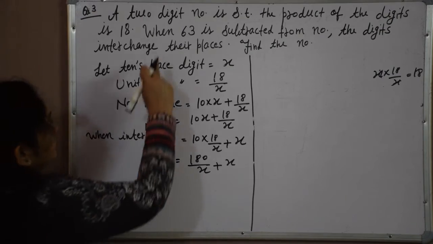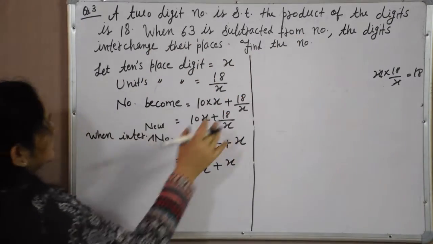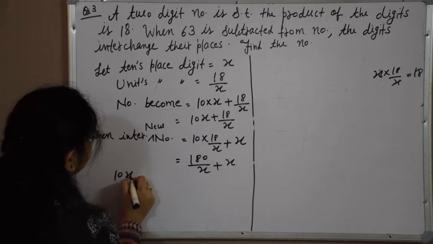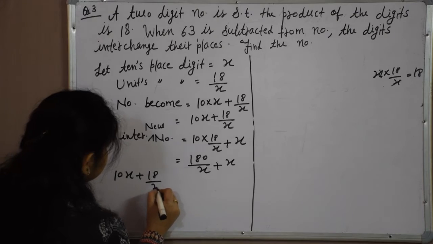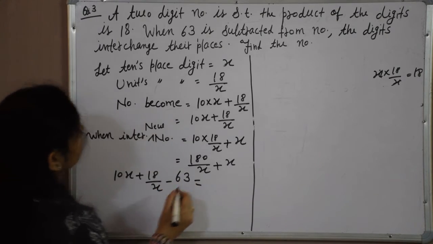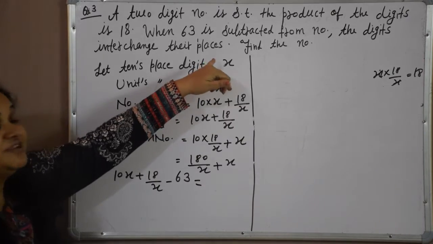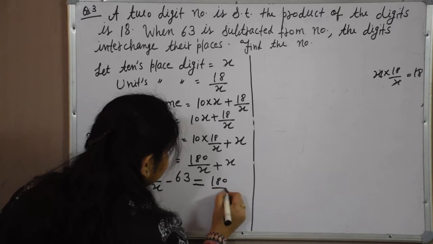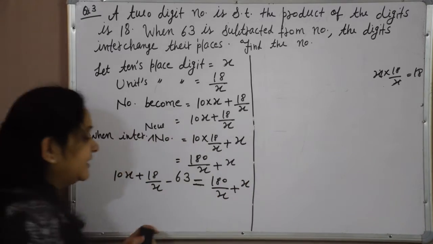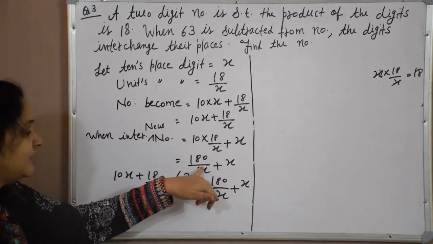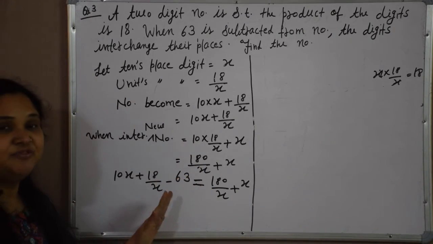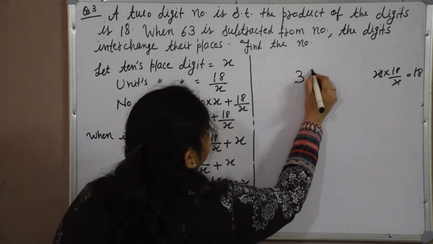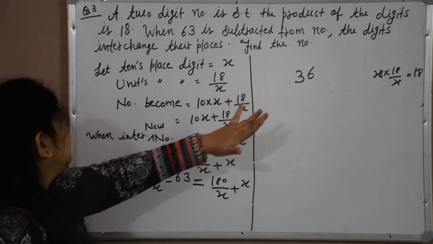Now the condition is when 63 is subtracted from the number. The original number was 10x plus 18 by x, and 63 is subtracted from this number. The digits interchange their places. So what we are getting? We are getting a new number in which the digits interchange their places, and that is equal to 180 by x plus x, because we already found that. I think you got the concept. If you are having any problem, I am telling again. I have already taken an example. Suppose we are having a number 36.